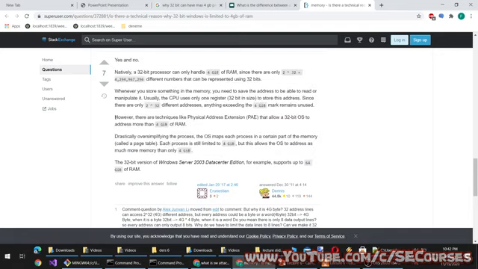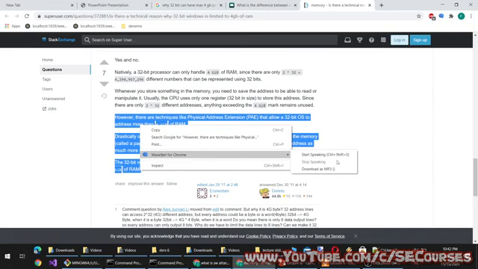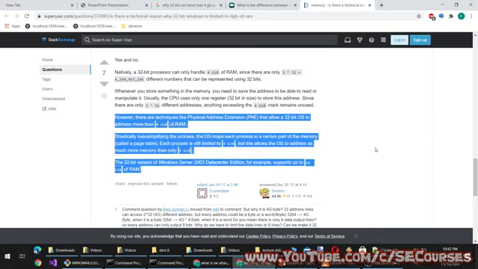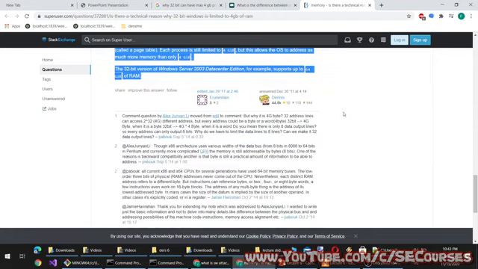Okay. So there is another important piece of information here. However, there are techniques like physical address extension (PAE) that allow a 32-bit OS to address more than 4 GB of RAM. Drastically oversimplifying the process, the OS maps each process in a certain part of the memory, called a page table. Each process is still limited to 4 GB, but this allows the OS to address much more memory than only 4 GB. The 32-bit version of Windows Server 2003 Datacenter Edition, for example, supports up to 64 GB of RAM.